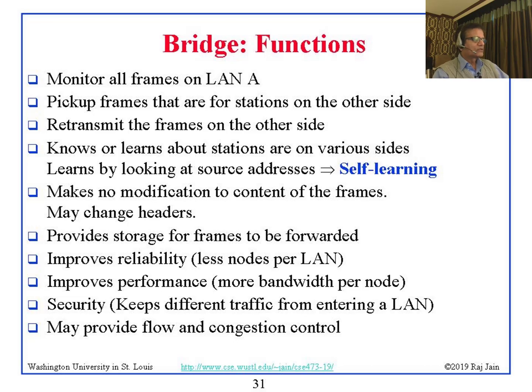All right. So flow and congestion control, as I said, is provided by some protocols such as token ring and Wi-Fi, and their bridges can probably provide flow control and congestion control. In Ethernet, we didn't do that and we didn't need it. Okay. That I think would be a good point to stop.